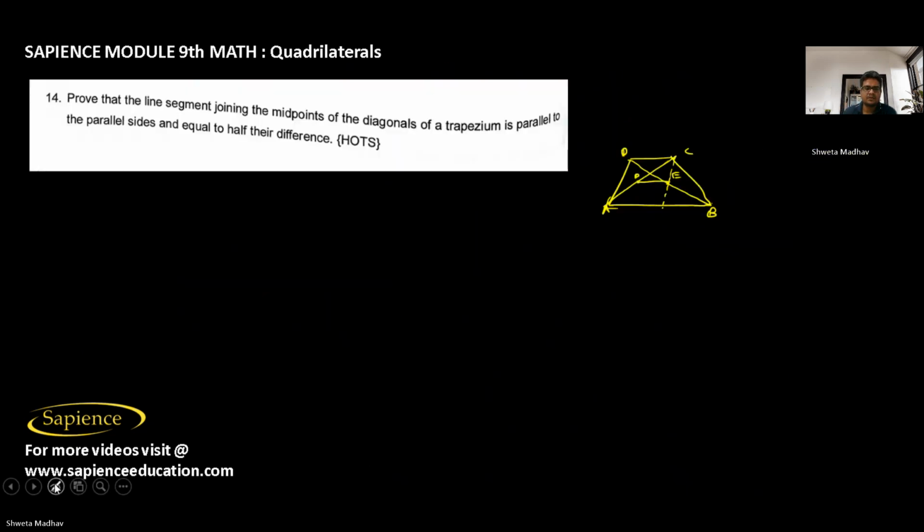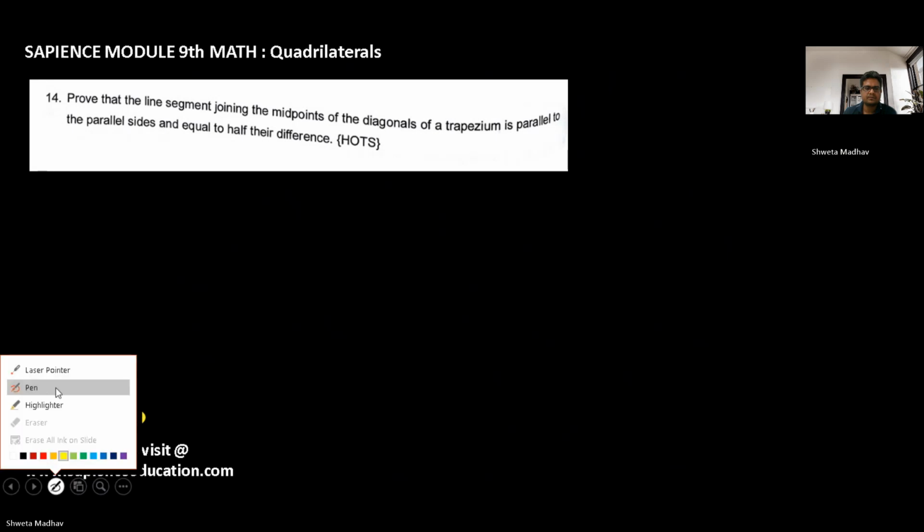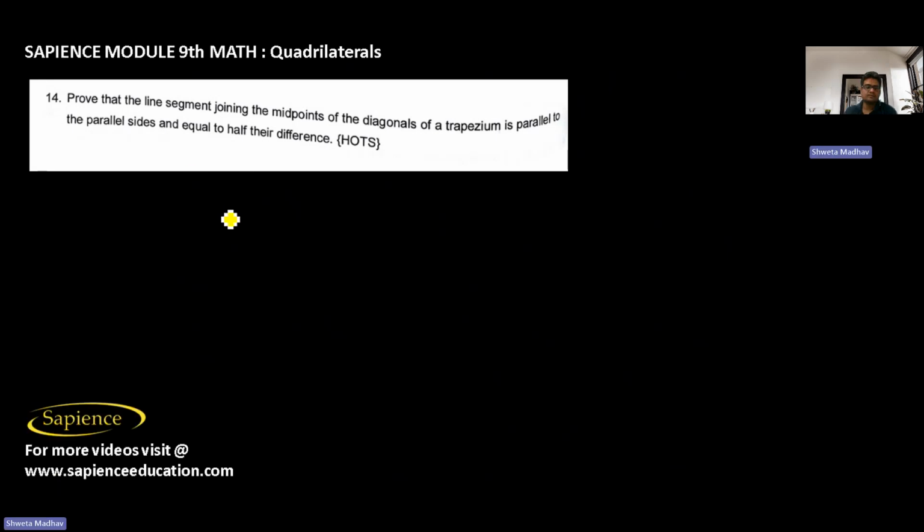Now here it has been told to prove that the line segment joining the midpoints of the diagonals of a trapezium is parallel to the parallel sides and also equal to half their difference. So let us draw a trapezium ABCD, and we draw its diagonals.